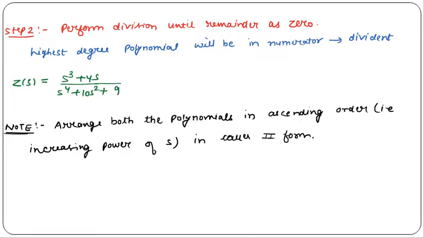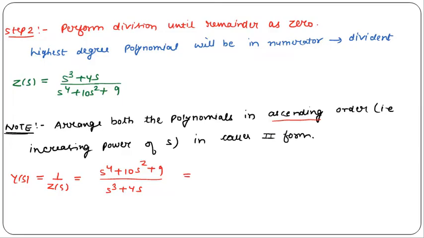So now if we see here, first of all we have to find Y of s, because the highest degree polynomial should come in the numerator, so Y of s will be equal to 1 by Z of s. So this will be equal to s power 4 plus 10 s square plus 9 divided by s cube plus 4 into s. Now if you see, here the power of s is in decreasing nature, but we want it in ascending, so it should be in increasing, so we have to change.